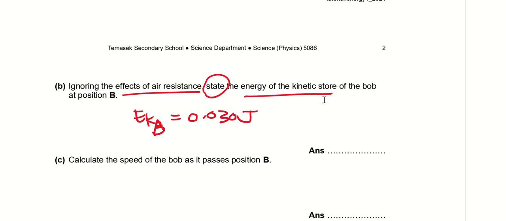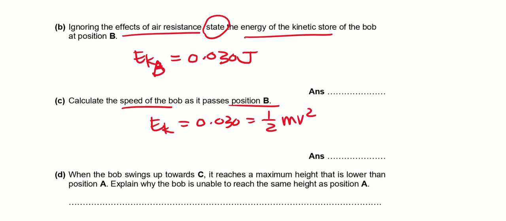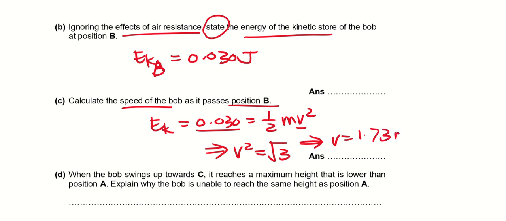Then they want us to calculate the speed of the bob as it passes position B. So with this EK of 0.03, I can equate it to half mv squared, right? So with this, I can calculate the v. Therefore, my v squared is equal to 3, so my v is the square root of 3, which is 1.73 meter per second.